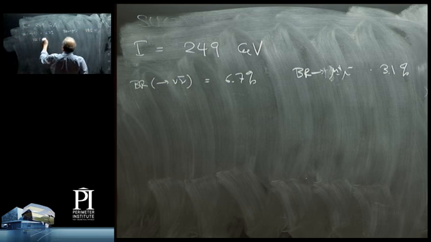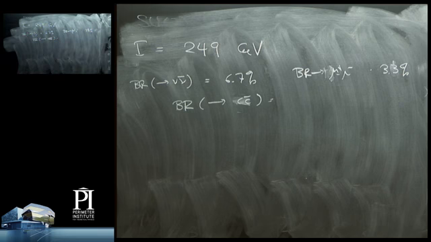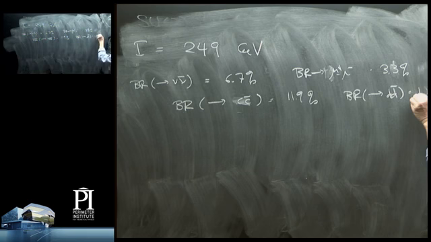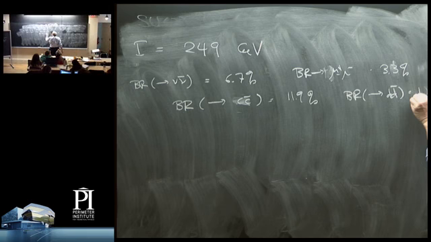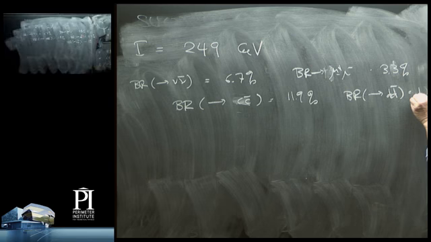The branching ratio to u ubar, or c cbar, maybe I should say, is 11.9%. The branching ratio to d dbar is 15.3%. The branching ratio to b bbar is this number minus 2%. And that 2% comes from a funny effect.